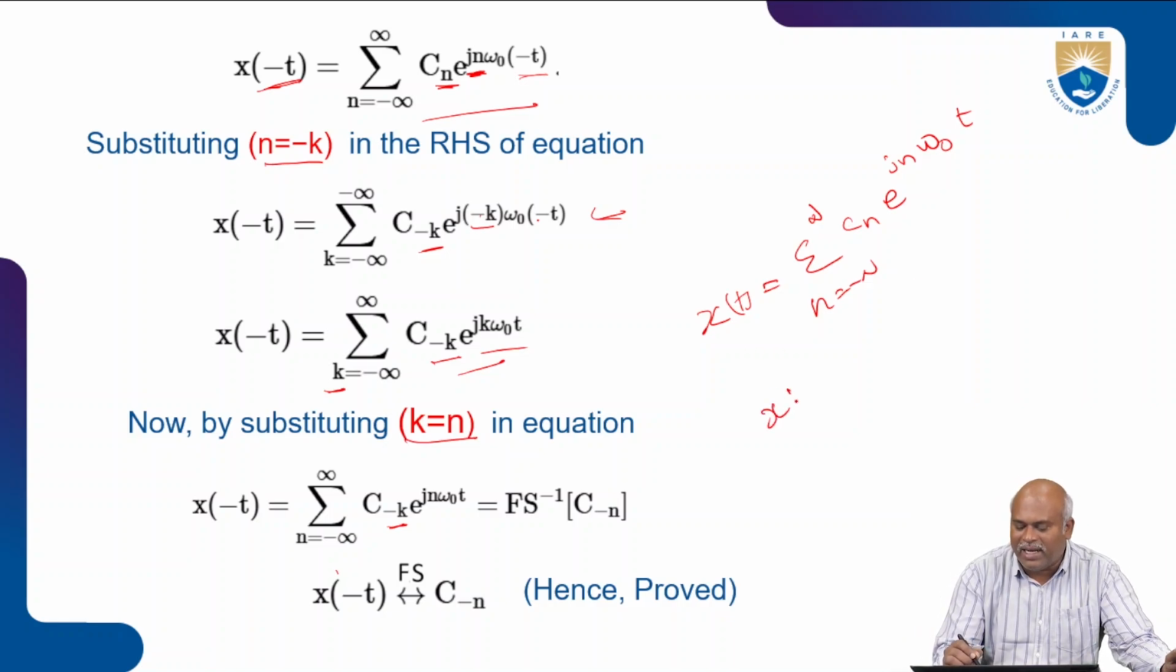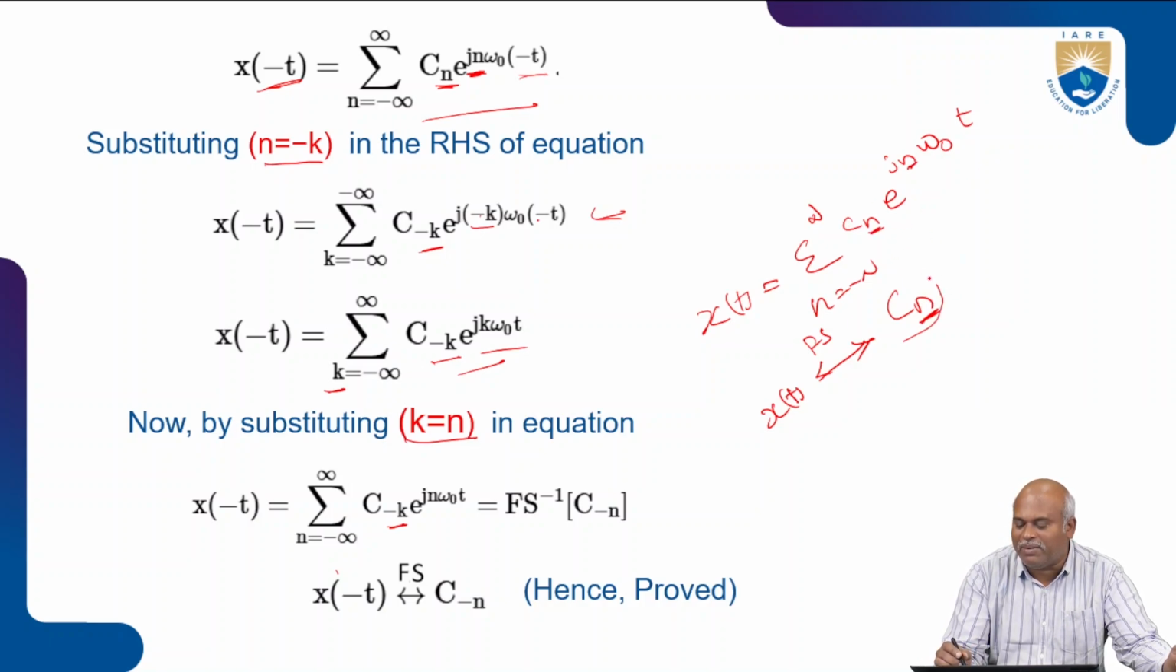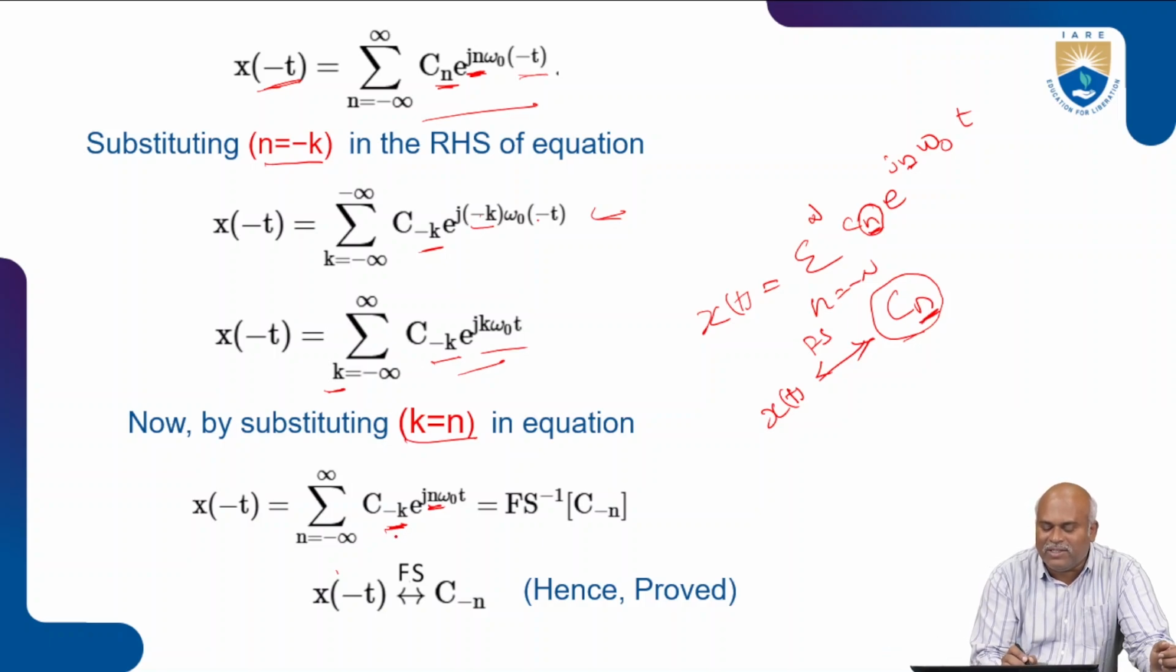So I should write this as x of t, we take the Fourier series, and we write the c of n. This c of n, what will it be? Here also n is there. Based on that condition, I should write the Fourier series coefficient. Here we have minus k, here it is plus n. So the Fourier series of x of minus t is represented with minus k, and this k we consider as n. So now the Fourier inverse of capital C of minus n I write.